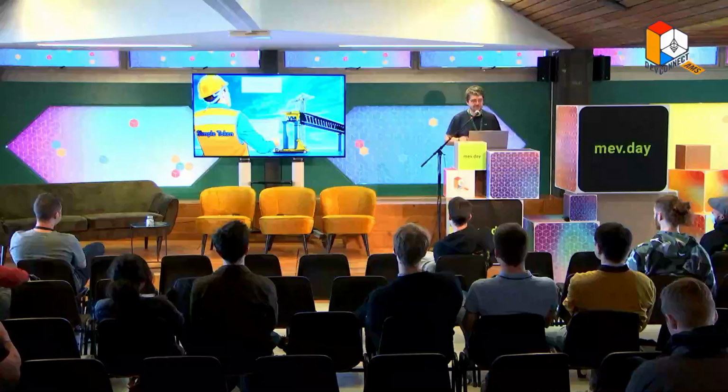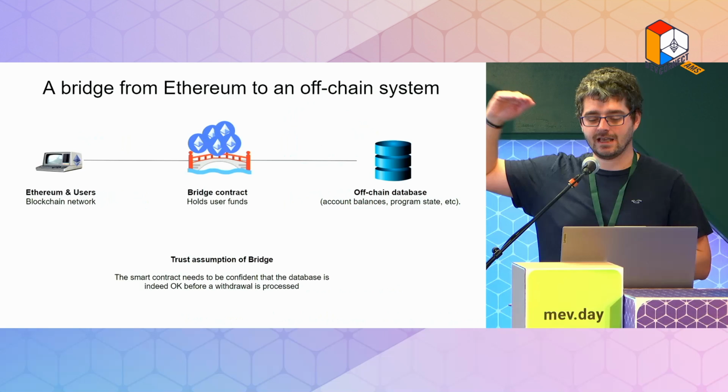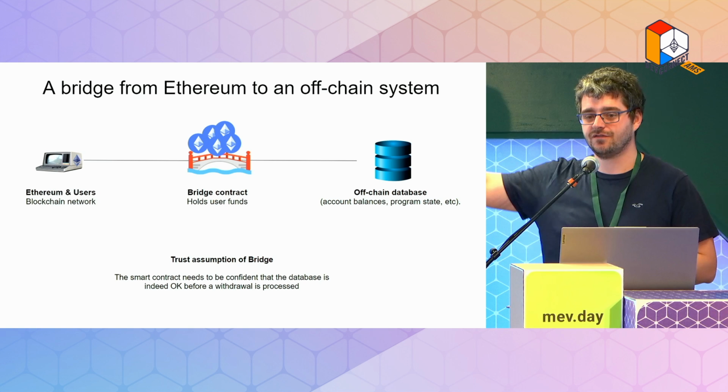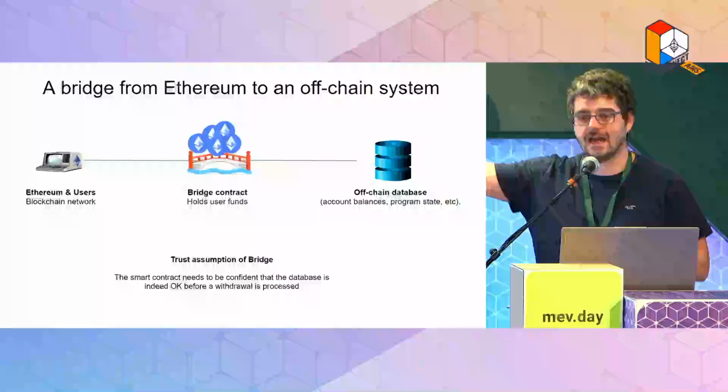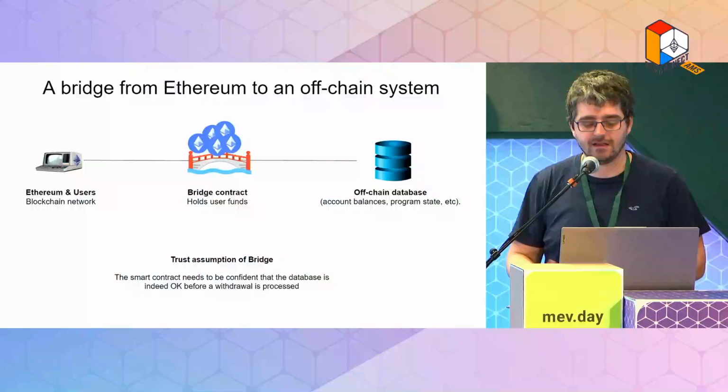Conceptually, there's this off-chain database that has the account balances and the program state. You can consider this the liabilities of the system. It describes all the balances that people are owed. And then you have the bridge contract on Ethereum that holds all of the assets. Some of the bridges today hold billions of dollars. And really the bridge contract needs to be convinced that this database is alive, well, intact, and always making progress. That's the trust assumption that rollups are trying to solve.